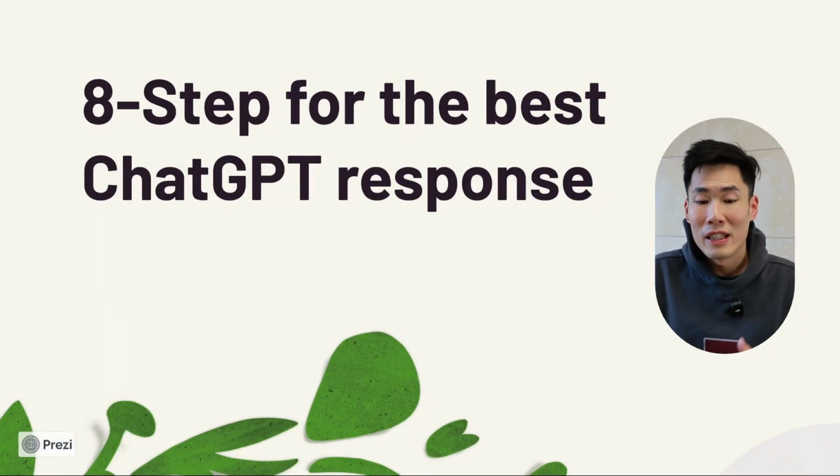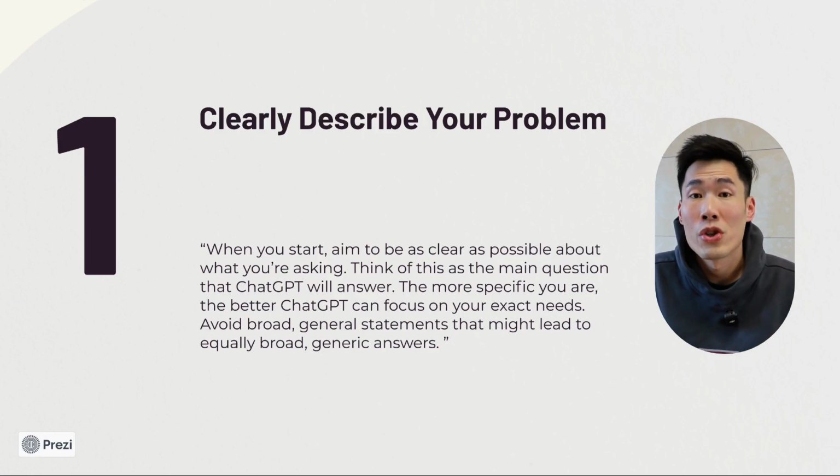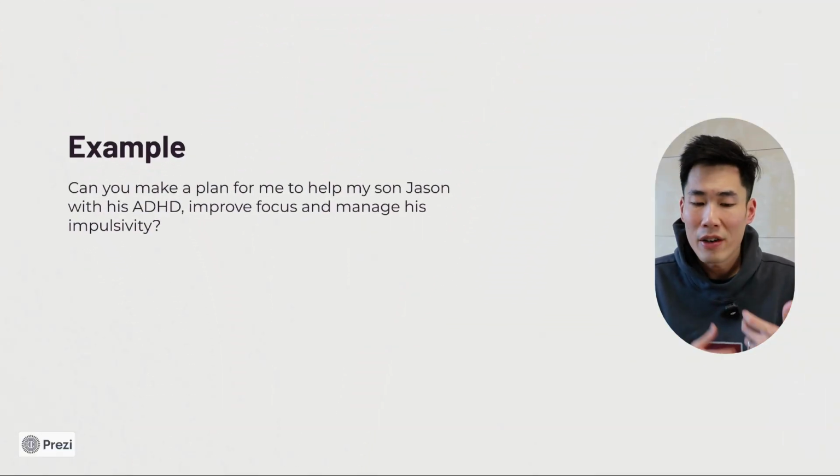So the first step is to clearly describe your problem. When you start, you're going to aim to be as clear as possible about what you're asking. Think of this as the main question that ChatGPT will answer. The more specific you are, the better ChatGPT can focus on your exact needs, which means you're going to avoid general or broad statements that might lead to equally broad and generic answers. For instance, in my case, instead of just saying, how can I help my son with his ADHD? I said, can you make a plan for me to help my son with his ADHD, improve focus, and manage his impulsivity? This keeps the focus tight and lets ChatGPT zero in on actionable strategies.